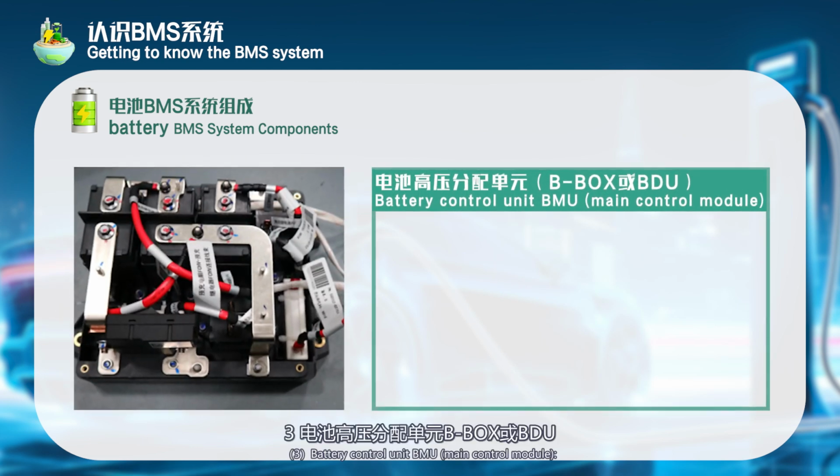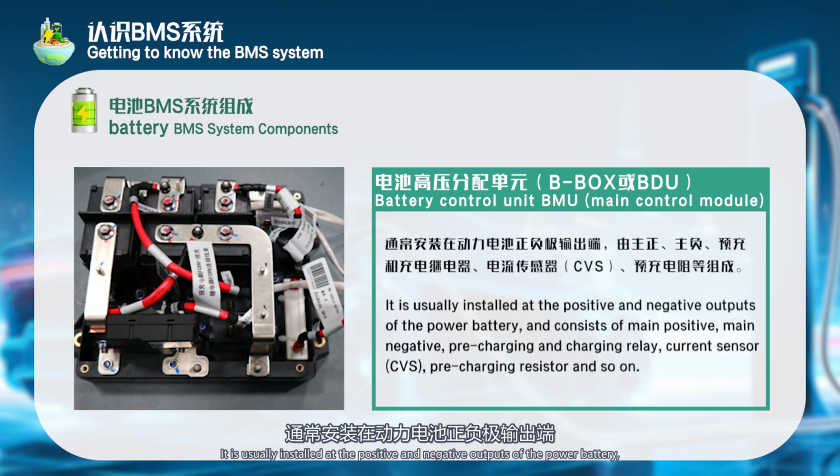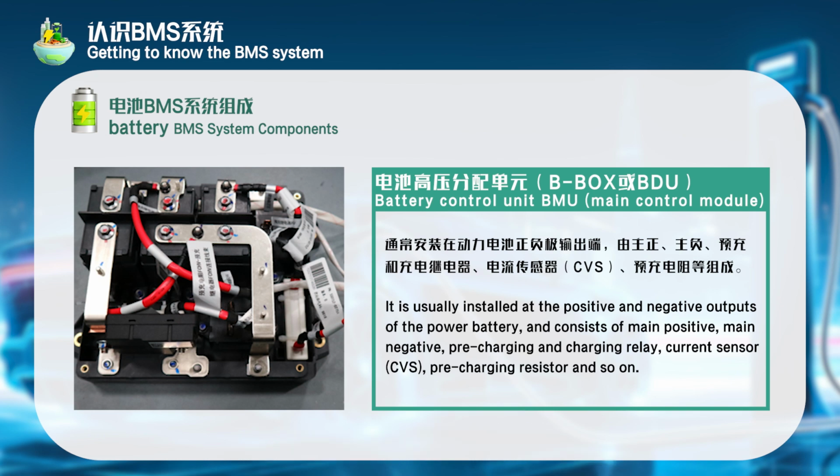3. Battery high voltage distribution unit. It is the executive unit that controls the power battery high voltage line on and off. It turns on or cuts off the high voltage system according to the instruction of BMS. It is usually installed at the positive and negative outputs of the power battery, and consists of main positive, main negative, pre-charging and charging relay, current sensor CVS, pre-charging resistor and so on.